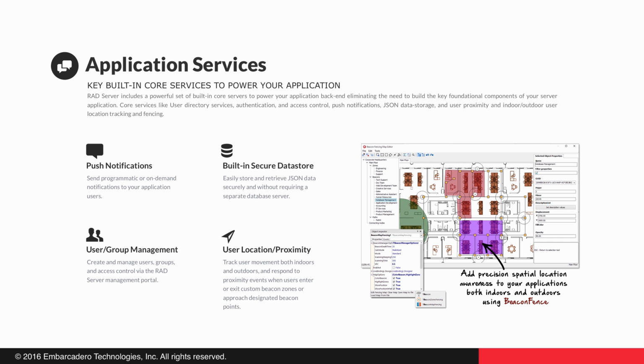RAD Server also provides key functionality and services to power your applications. For example, push-based notifications and user and group management are quick and easy features to leverage. We also provide our award-winning InterBase database for built-in and secure storage. With our Beacon Fence technology, we can support proximity awareness use cases to track user movement whether they are indoors or outdoors, and follow them as they enter and exit beacon zones.